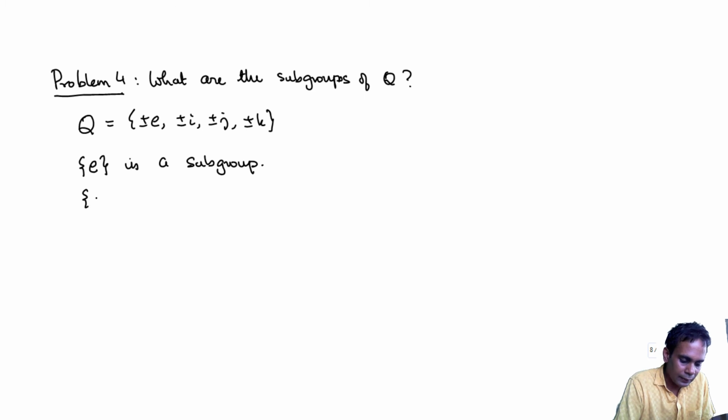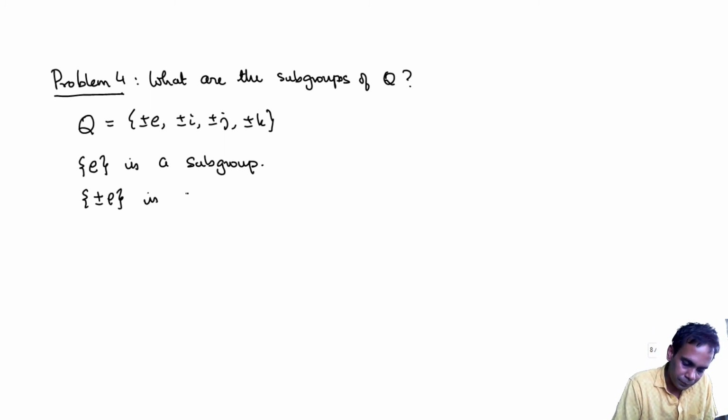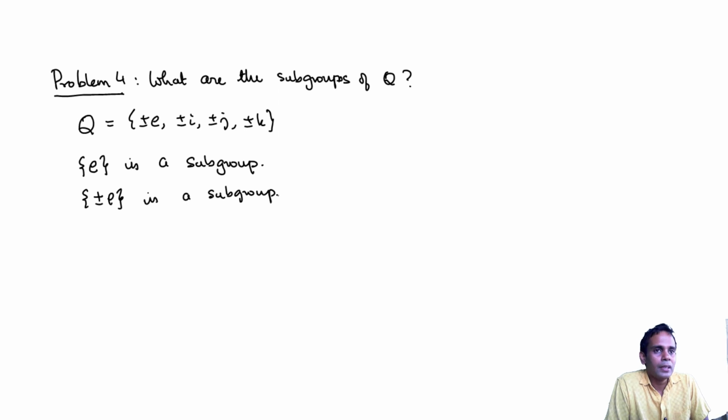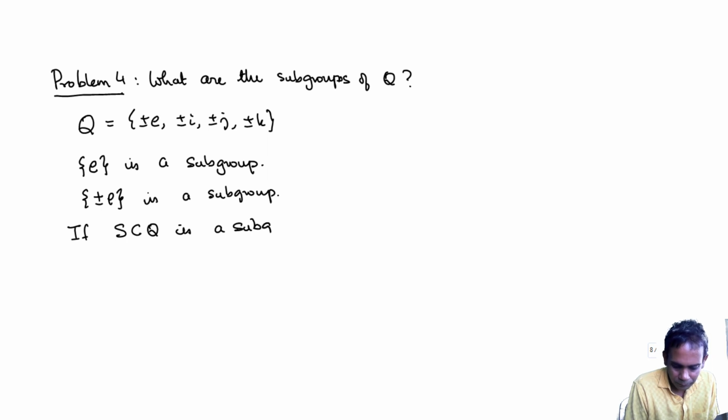And you can also look at plus or minus E, because minus E times minus E is plus E, so this is again closed under multiplication, and the inverse of minus E is again minus E. So this is also a subgroup. Okay, what other subgroups do we have? So suppose a subgroup contains the element I. Okay, if S is a subgroup and I belongs to S, then surely I squared belongs to S and I cubed belongs to S.